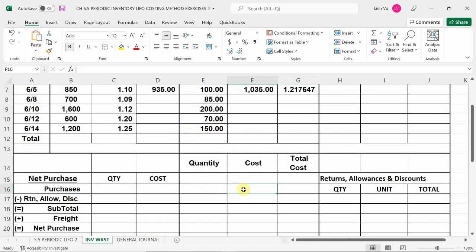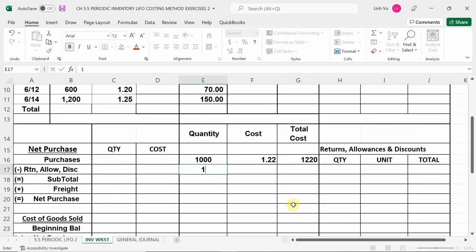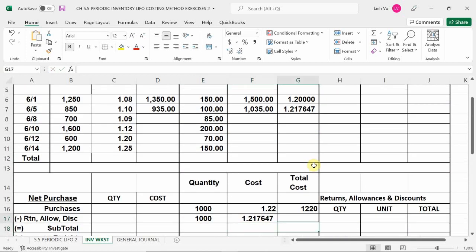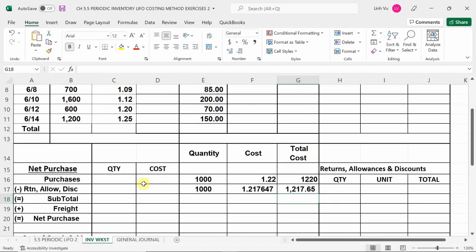So here, for example, let's say I sell 1,000 units at $1.22. How much is that going to cost me? Well, that's going to cost me $1,220. But what if I sold 1,000 at that 1.2179? If I were to do that, check this out. I'd be costing myself $1,217.65. So here's the difference between the two.